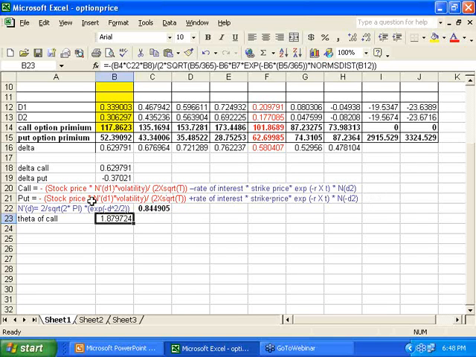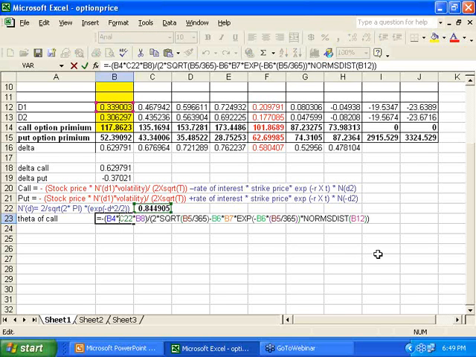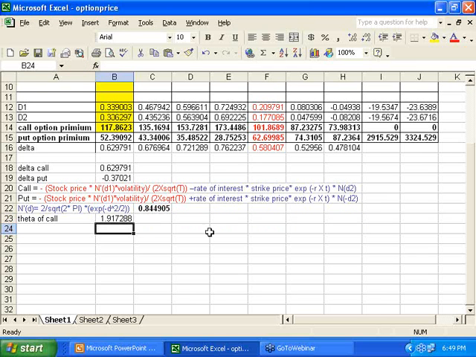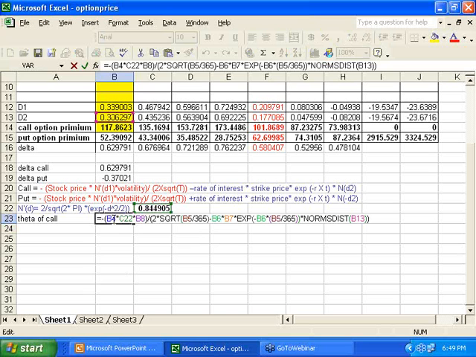Theta of the put option we require. Same values, except the changes will come: in this rate of interest factor it should be added, and n dash of d2 should be taken, minus d2 should be taken. So normal distribution of d2 must be taken. So here is the d2. This is the thing we have done. Previously I had taken d1, that's why it was giving the error.